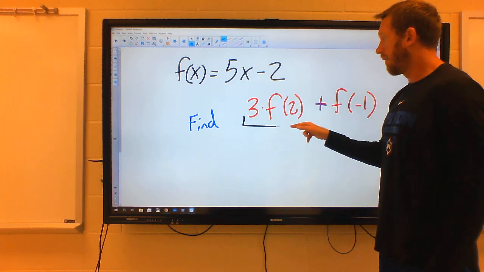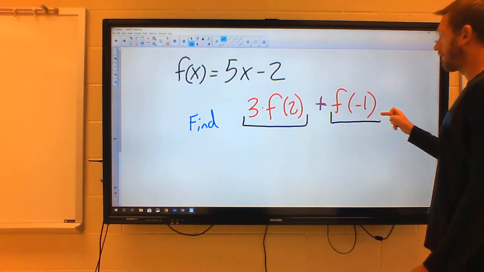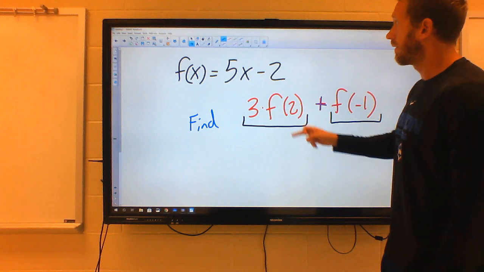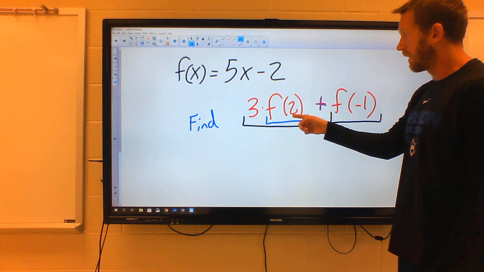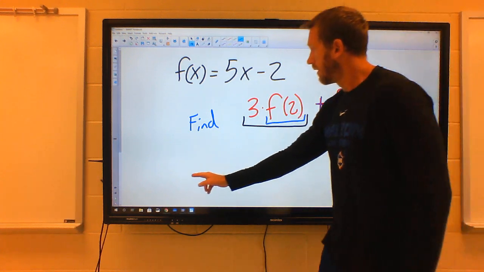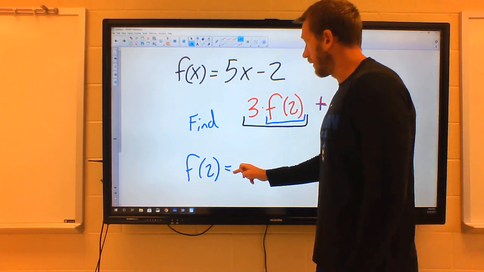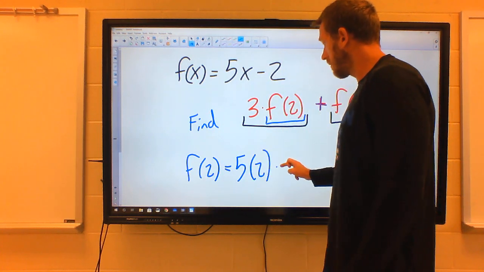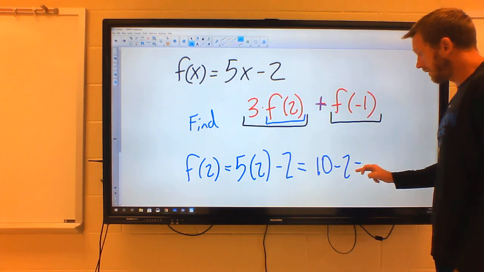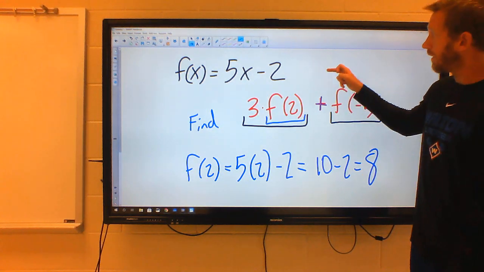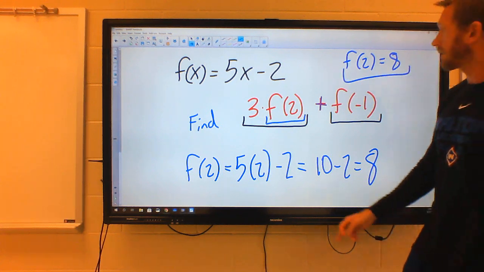We're going to find 3 times f of 2, then we're going to find f of negative 1, then we're going to sum them together. But in finding 3 times f of 2, I have to first find what f of 2 is. So let's find f of 2 first. I'm going to show my work here and then I'm going to erase it. F of 2 equals 5 times 2 minus 2. 5 times 2 is 10, minus 2 is 8. So f of 2 equals 8. Keep that in your memory banks.